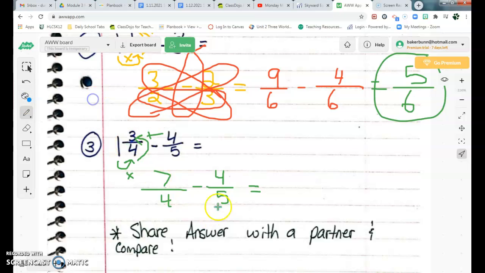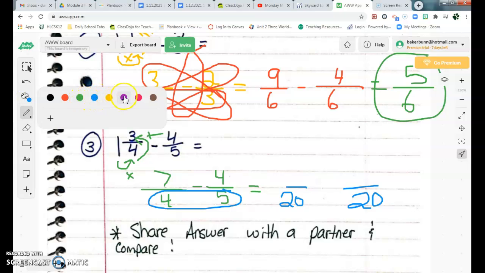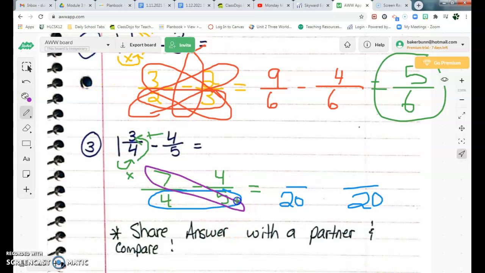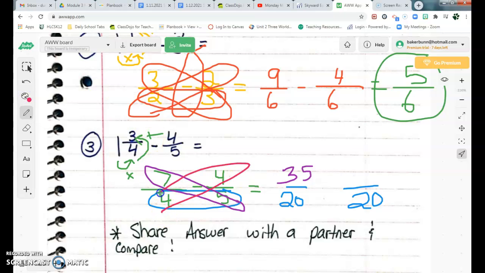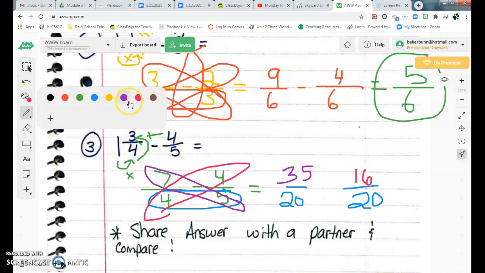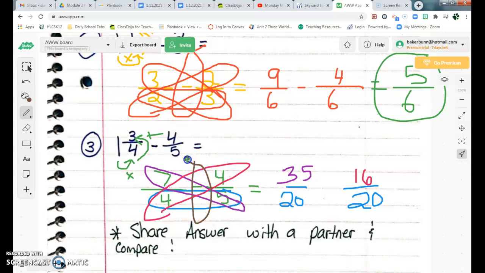Okay. I'm going to start with the butt of my butterfly. 4 times 5 is 20. That's my new denominator. Okay. Now I'm going to start with my right wing, and that's going to get me 5 and 7. That's going to be 35. Now I'm going to do my left wing. 4 times 4 is 16. Then I'm going to do the body of my butterfly. I'll do that in brown. There we go. There's my butterfly. Means it's minus. My denominator is going to be 20.